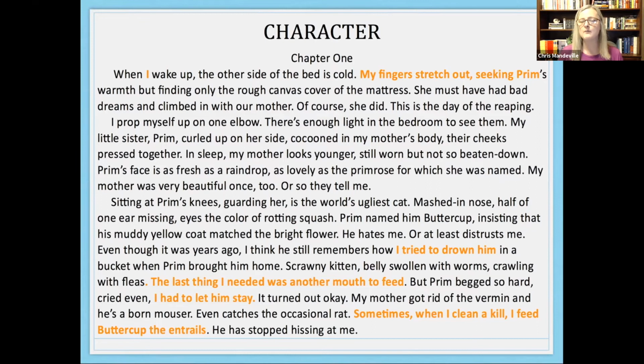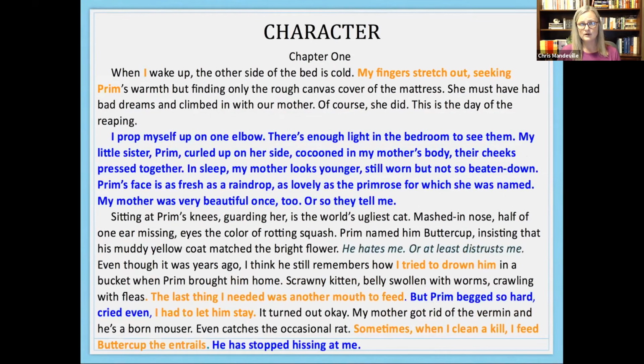But we learn a whole lot more about Katniss than these things highlighted in orange, because the things I've highlighted in blue are things that tell us indirectly about Katniss as a character. For example, the cat has stopped hissing at her. Go ahead and tell me in the chat, what does that tell us indirectly about Katniss? The sentence is about the cat. It's directly about the cat, but indirectly, the reader infers something about Katniss. What is it?